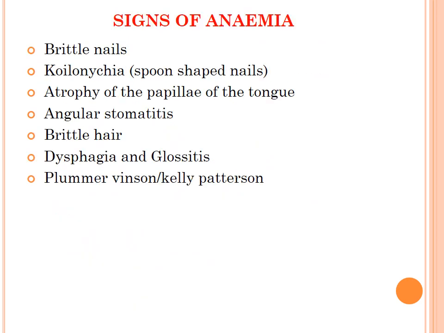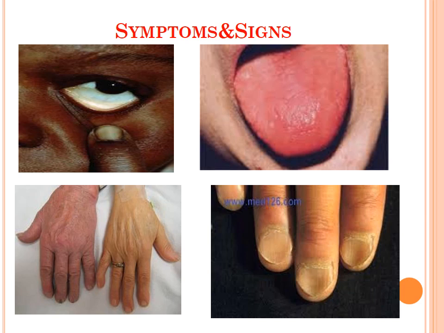Now signs of anemia are brittle nails, spoon-shaped nails, atrophy of papillae of the tongue, angular stomatitis, brittle hair, dysphagia and glossitis, Plummer-Vinson or we can say Kelly-Paterson sign. See from the diagram: paleness of eyes, atrophy of the papillae of tongue, upward curvature of nails or brittle nails, paleness on the skin. You can see from the diagram.